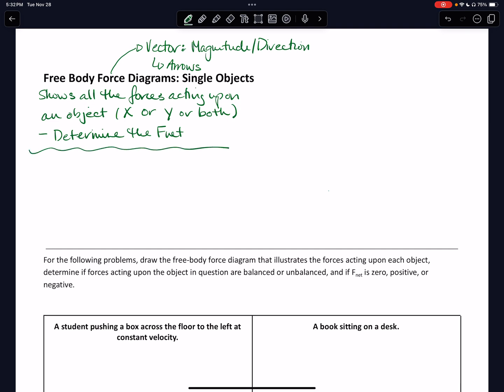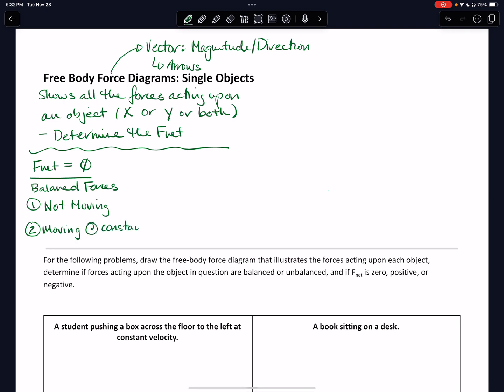So for example, F net might be 0. When we look at all the forces acting upon a single object and we add them up, everything balances. So F net equaling 0 means we've got balanced forces. And if the forces are balanced, you have two options for your motion. It can be still, not moving, or it can be moving, but at constant velocity, so no acceleration. That's what happens when all your forces are balanced. Your F net value will be equal to 0.